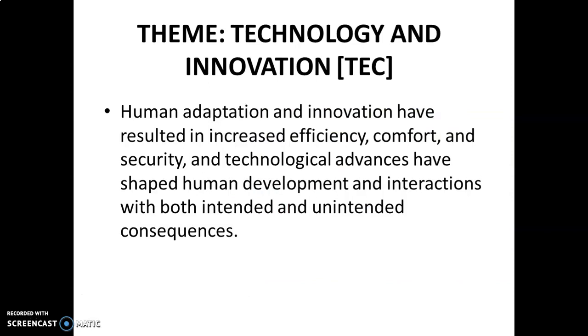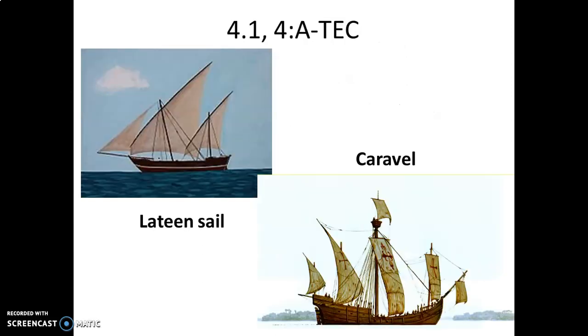Next, what we have here is technology and innovation. Remember that humans adapt, we innovate because we want more efficiency, comfort, security, and it's shaped our development with different consequences. For this particular unit, the main example here is innovations from 1450 to 1750. Obviously, that's the time frame of the unit, but we're talking about travel.